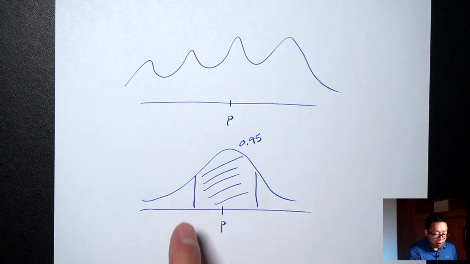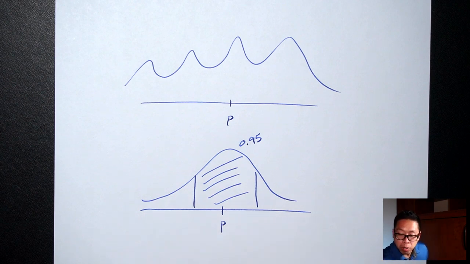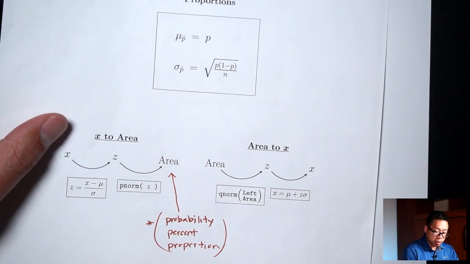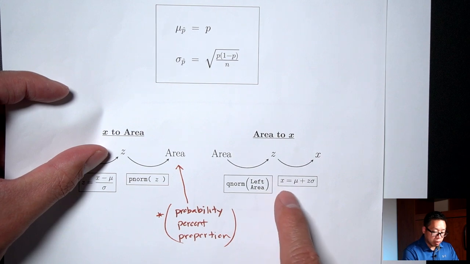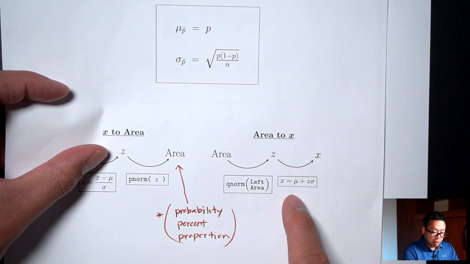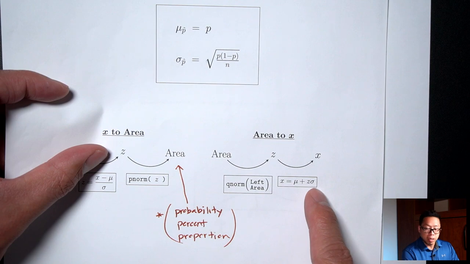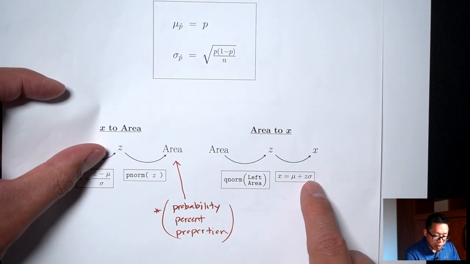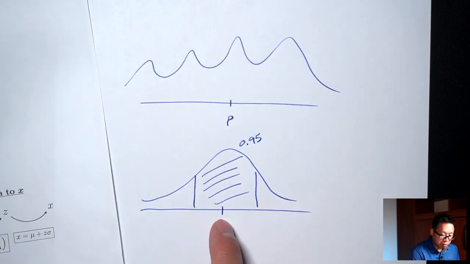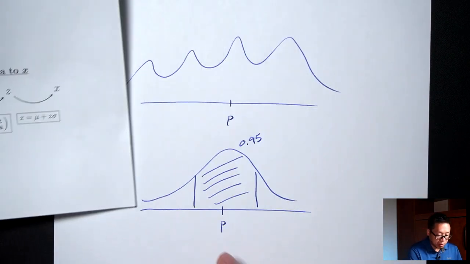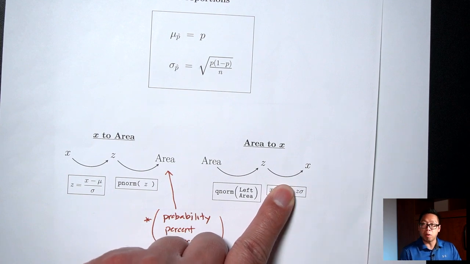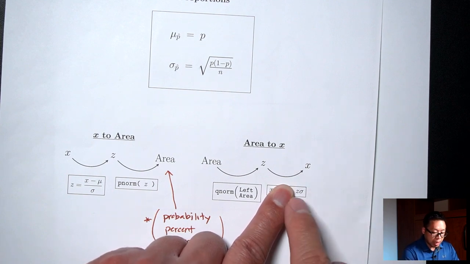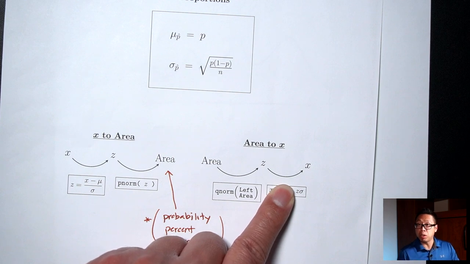So let's talk about how we found those X's in the last unit. To find those X's, what we did was we did an area to X question. And at the very end, we used this X formula, which says X equals mu, which is the mean or the middle, plus Z times the standard deviation. So this Z times the standard deviation is telling you how far to go up from the middle to get to the edge. So the distance from the middle to the edge is really just the Z times standard deviation part, okay? And what is this Z times standard deviation part for the proportion situation?